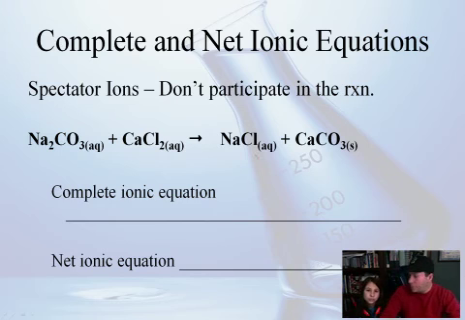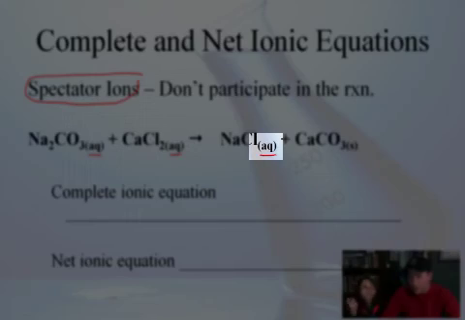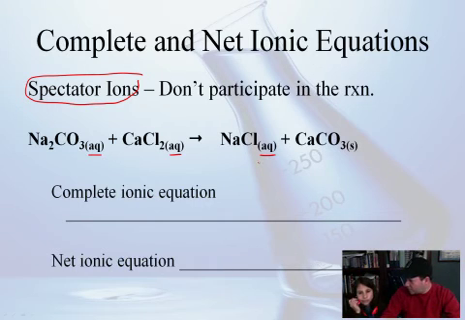All right, so here's the hardest part of the chapter. I know you're excited for it. Okay, it's not that hard, it's just a lot of work. We're going to talk about these things called spectator ions, but we'll leave it for last. Anything that you see that is aqueous here is going to dissociate into its ions, like we've been doing the whole time.